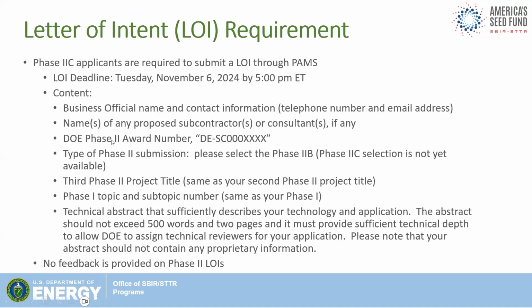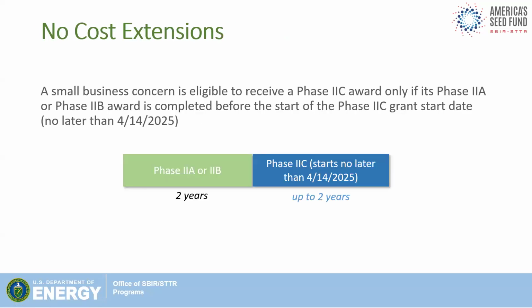Again, you all are experts in our process at this point, especially if you're applying for Phase 2C. Here is a reminder that a letter of intent is required by Tuesday, November 6th, and you will not receive feedback on your letter of intent. You may request a no-cost extension. Again, just like in the other awards, make sure you're completed by April 14th, 2025, because you cannot change the start date of the Phase 2C. And if you have not completed your second Phase 2 award, you cannot start your Phase 2C grant.